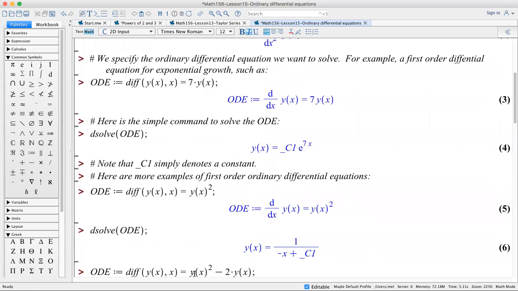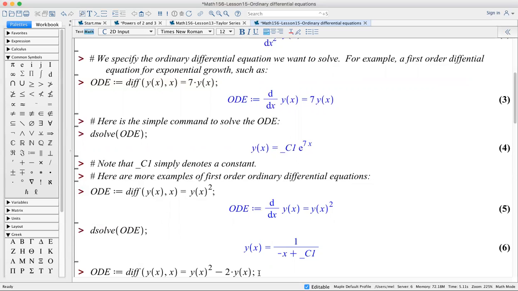And what is the general solution? That's it. This is 1 over minus x plus a constant, or 1 over any constant minus x. That's the general solution. You should solve it by hand because you're supposed to be able to do that and see that it works.